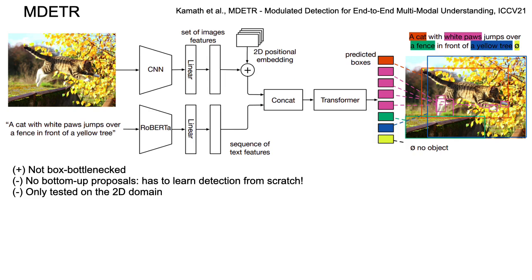Recently, MDETR removed the bottleneck of object detection. It directly decodes boxes instead of selecting from a pool of proposals. However, it has to learn how to detect objects from scratch since it does not exploit a detector's bottom-up feedback. Moreover, it was tested solely on the 2D domain and not on 3D.